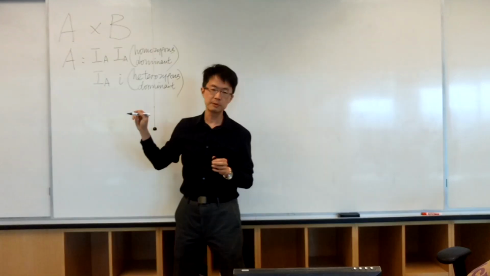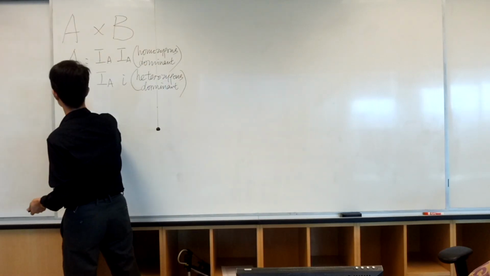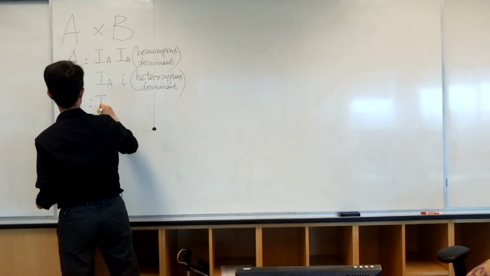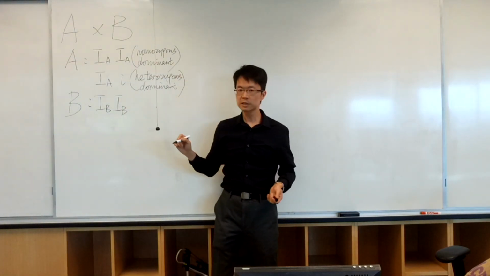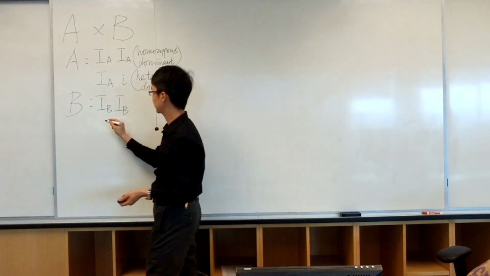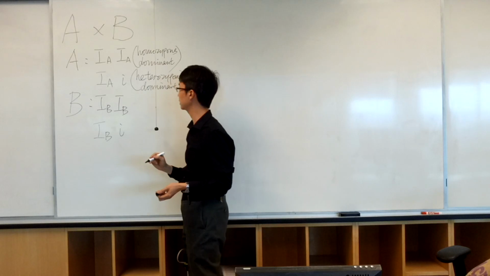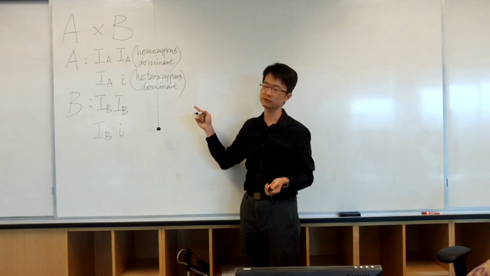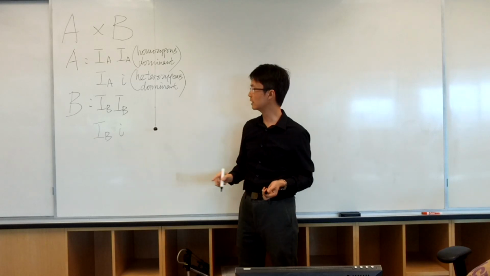So for blood type B, it follows the same logic. Blood type B can also be homozygous dominant. It can also be heterozygous dominant, like this.